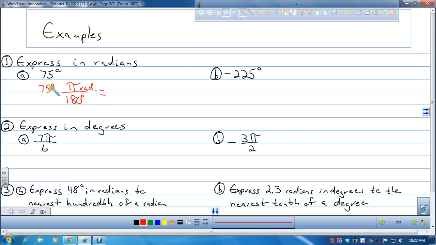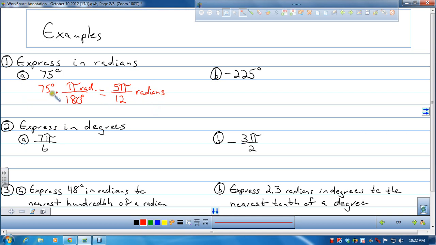Okay, 75 over 180 simplifies. You can do that typing it into your calculator or do it paper and pencil. But it will simplify to 5. Now, we want to leave pi as simply pi. And it would be 5 pi over 12 is what that would simplify to. And that is no longer in degrees. That is now in radians.